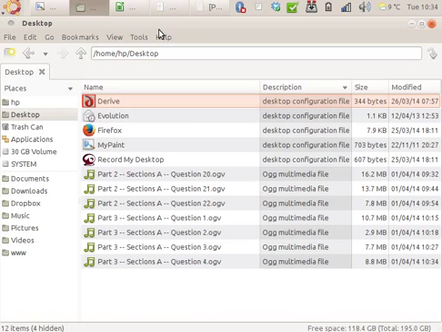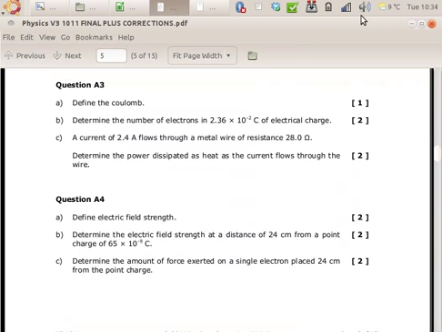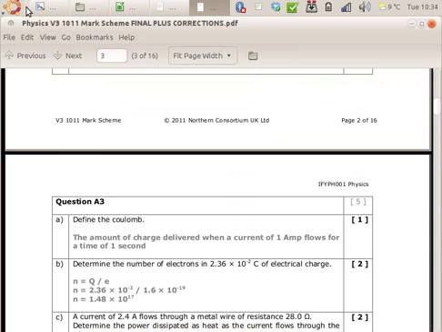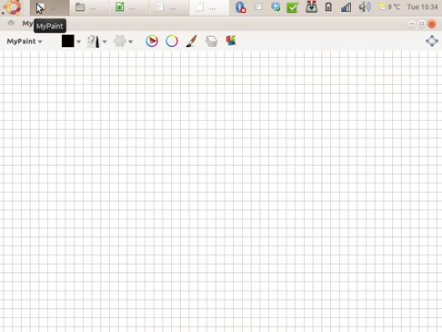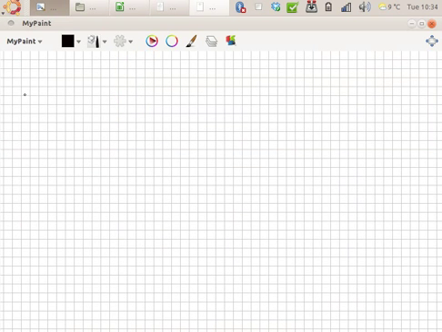Well, we know that. What formula do we have that has charge in it? Well, we know a formula, Q equals IT, don't we?